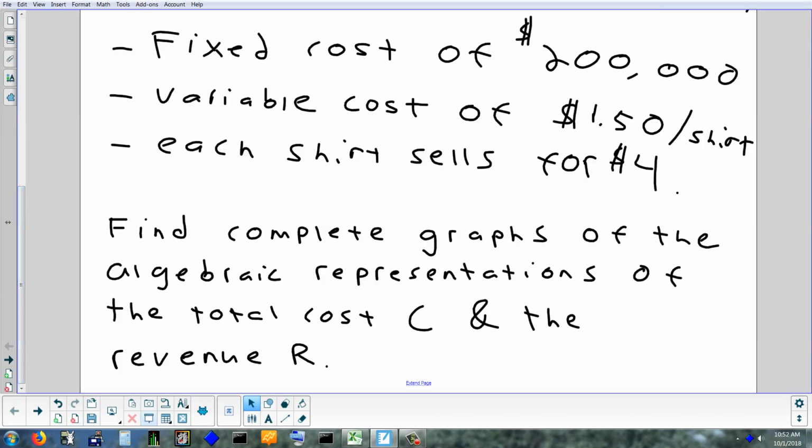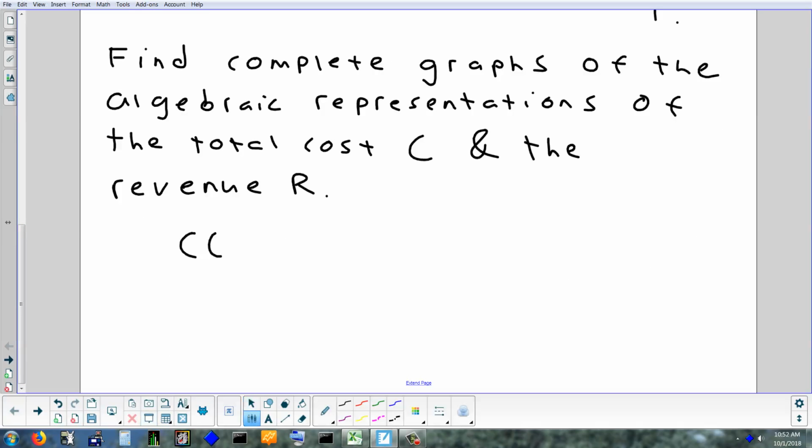So I'm going to set up two equations, one for cost and one for revenue. Let's start with the revenue equation, because that one's a little easier. What's the money that the company charges per t-shirt? $4. And let's say we'll use x. I just picked x as the variable. So how would we represent the revenue if they sell x shirts at $4 a shirt?